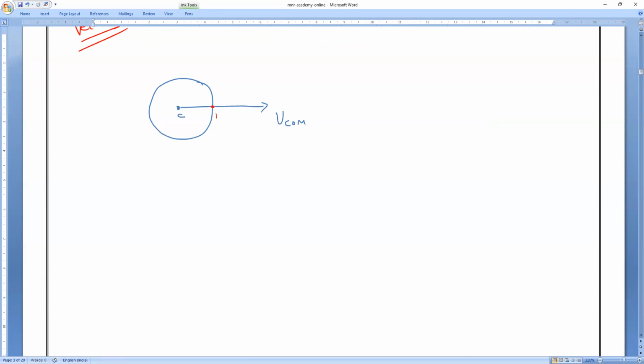I'm taking a point P, a point O, a point M, and a point N. We want to find the velocity of every point. Do you understand what I'm saying? The angular velocity is omega. So these many points I have chosen. We have to find the particle velocity of O, P, M, and N. So let us start now. Everybody understand? We have to calculate the velocity.